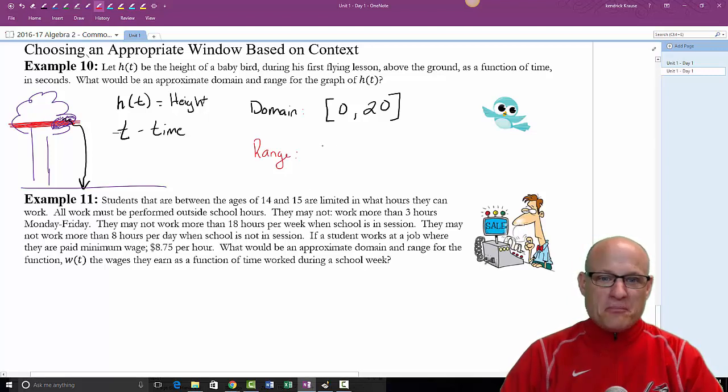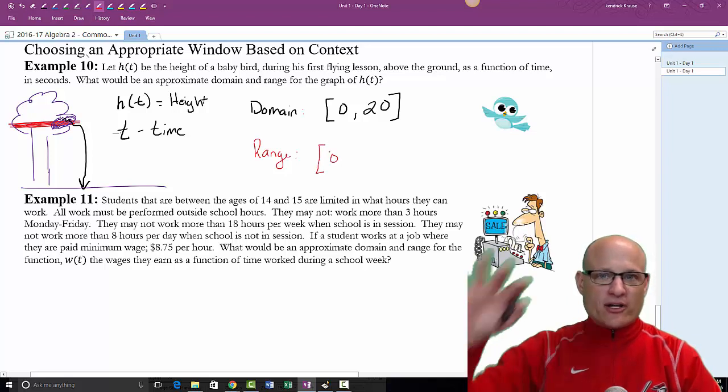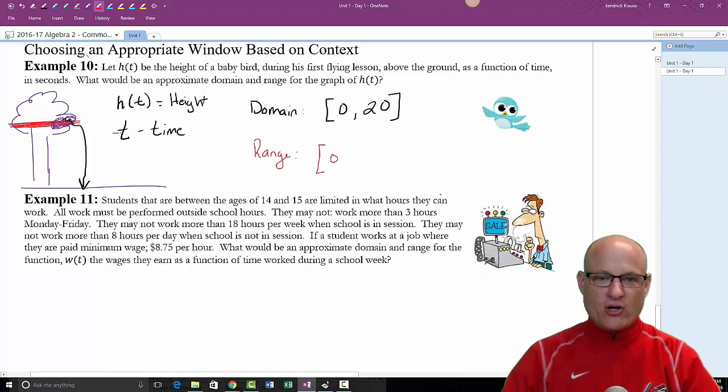I don't know. But we do know one thing. This bird's going to eventually probably hit the ground. So 0, because it's going to go flap, flap, flap, flap, hit the ground. So its height at the end, or h of t, or range, will be 0.